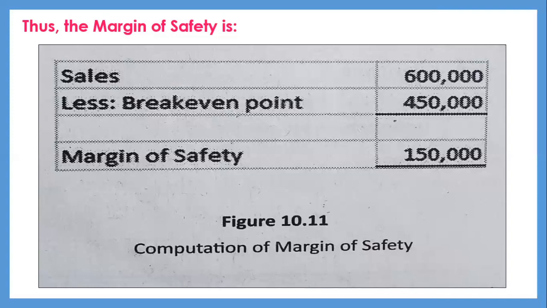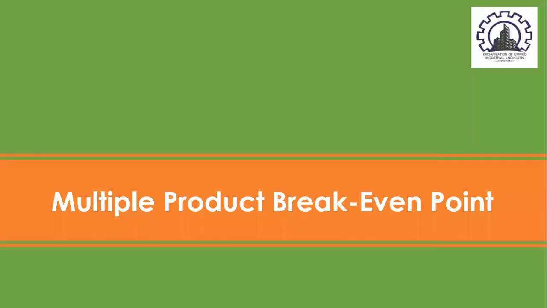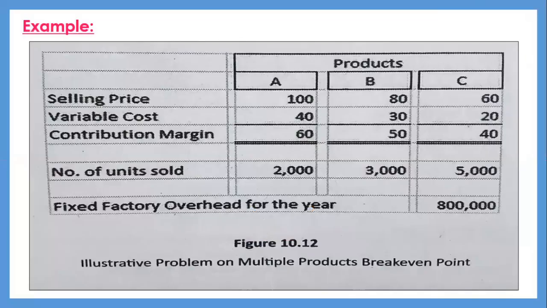And the next key area that we're going to be discussing right now is the multiple product break-even point. Now, multiple product break-even point can work only if the sales mix has remained constant. This can be achieved using the average contribution margin per unit, or the average contribution margin to sales ratio per unit of all products together. Now, in order for us to better understand this, let us have an illustrative example.